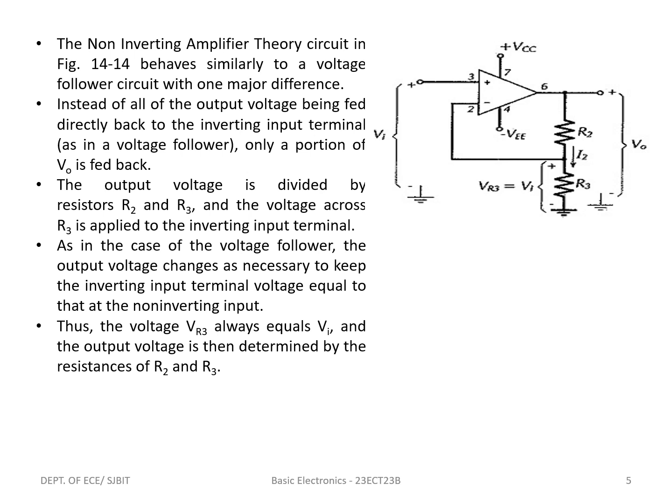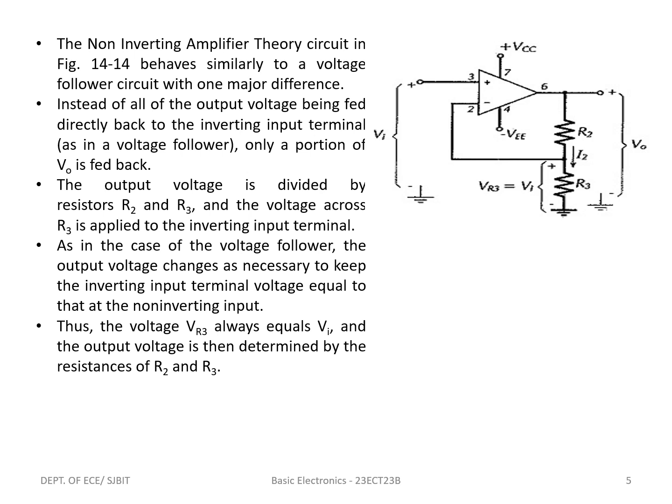Here, in the non-inverting amplifier theory, the circuit behaves similarly to a voltage follower circuit with one major difference. Instead of all the output voltage being fed directly back to the inverting input terminal, only a portion of V0 is fed back. The output voltage is divided by resistors R2 and R3, and the voltage across R3 is applied to the inverting input terminal. As in the case of the voltage follower, the output voltage changes as necessary to keep the inverting input terminal voltage equal to that at the non-inverting input.